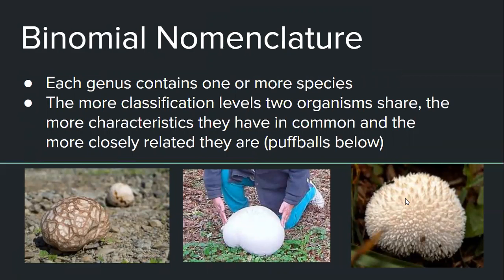As explained at the start of this lesson, the first word in an organism's scientific name is the genus. The genus is a classification grouping of similar, closely related organisms. Each genus contains one or more species. The more classification levels two organisms share, the more characteristics they have in common, and the more closely related they are.